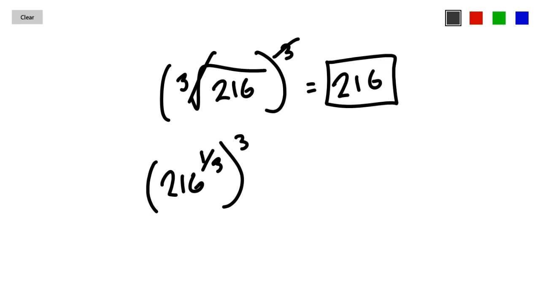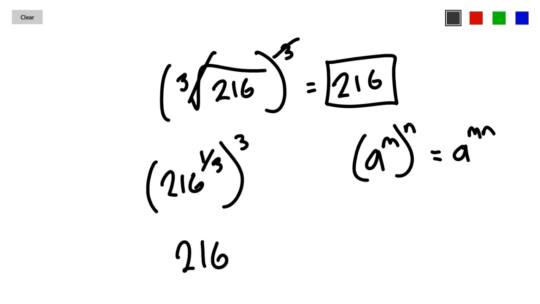And remember the rule for exponents, that if I have some number raised to a power and I raise it to another power, then it's that number raised to the product of the two powers. So in this case, I have 216 raised to the 1/3 times the third power, which just gives me 216 to the first power, which of course is just 216.